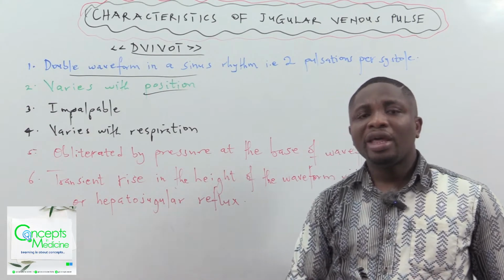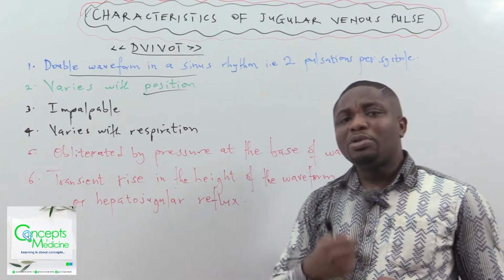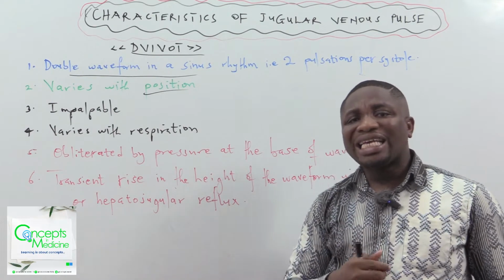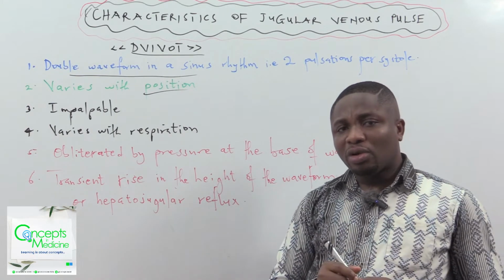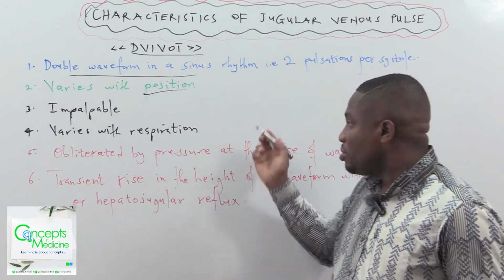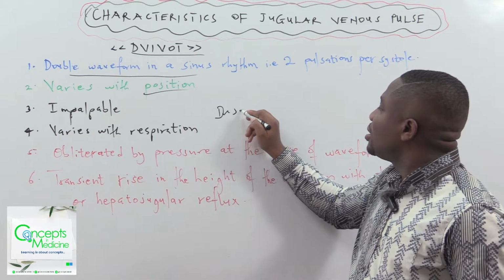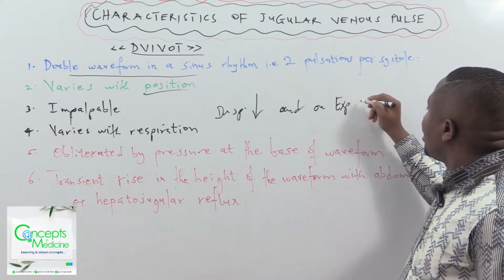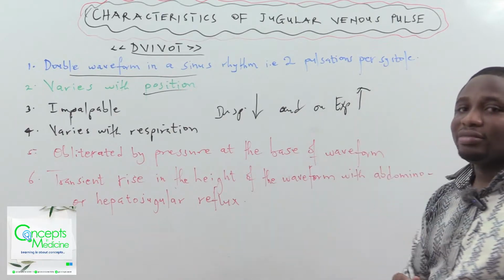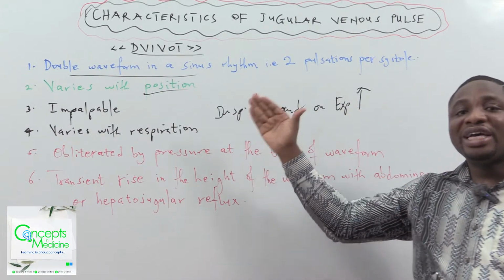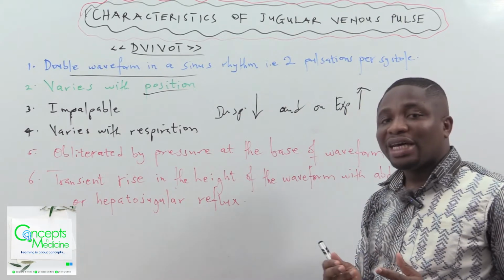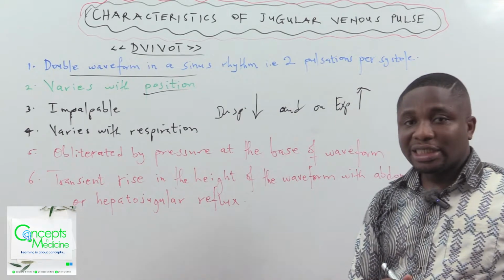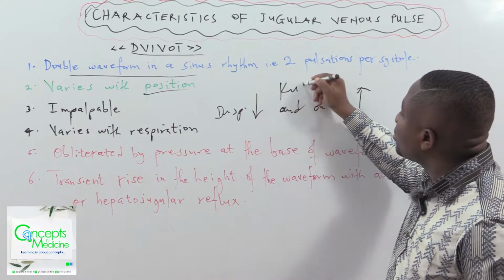The next one is that it varies with respiration. And what is the algorithm? With inspiration, the height of the jugular venous pulse would what? Decrease. And with expiration, the height of the jugular venous pulse would increase. If it happens the reverse way, then it is a pathology. An example of that is when you have a paradoxical rise in the jugular venous pressure with inspiration. It is a pathology. We call that the Kussmaul sign.